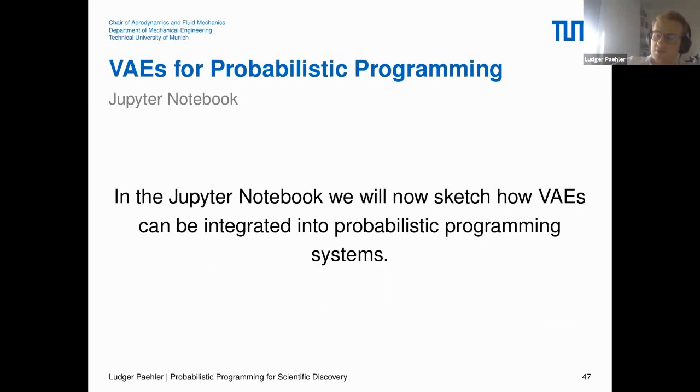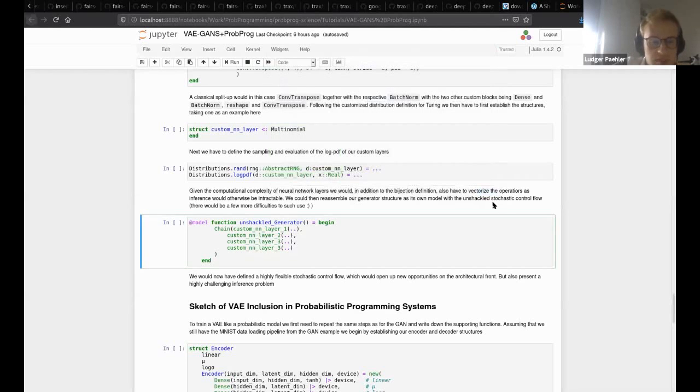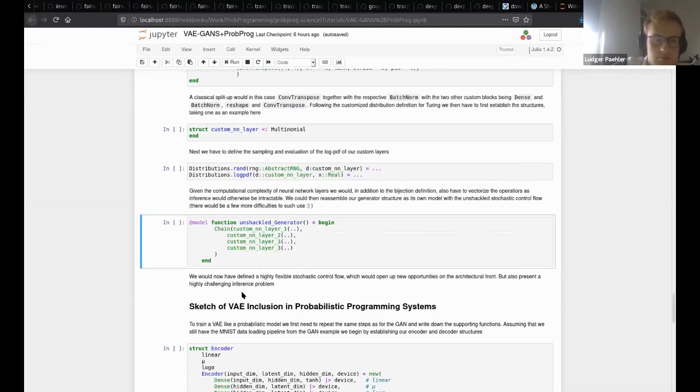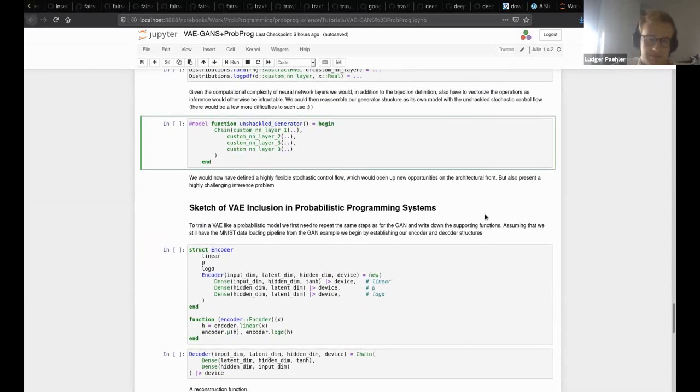So let's move to the Jupyter notebook. Any questions already? Okay.